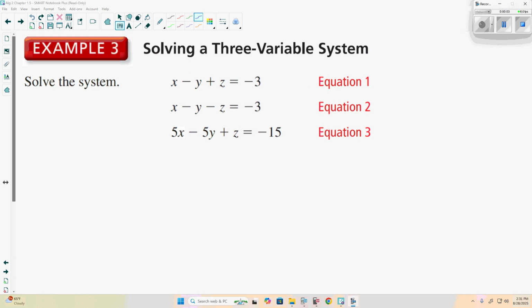All right, I believe we are on problem number 3, or example 3, yes? So, what we're doing is solving these 3 variable systems of equations. We want to find a solution that will make all 3 statements true. And to do that, we're going to take it from 3 equations with 3 variables, down to 2 equations with 2 variables, down to 1 equation with 1 variable.